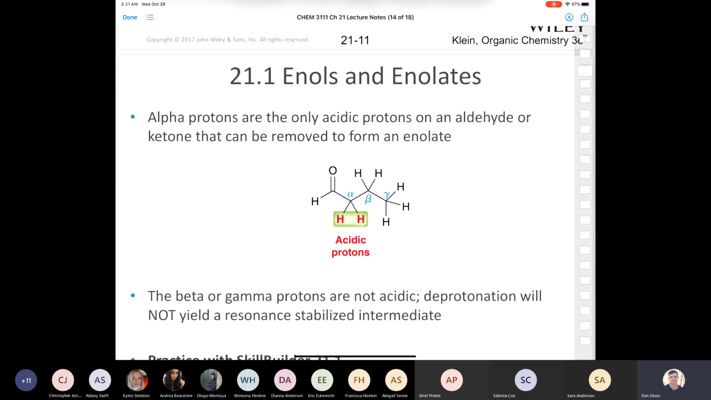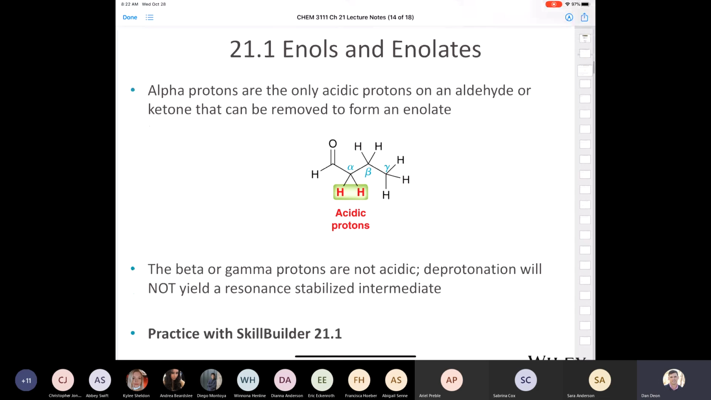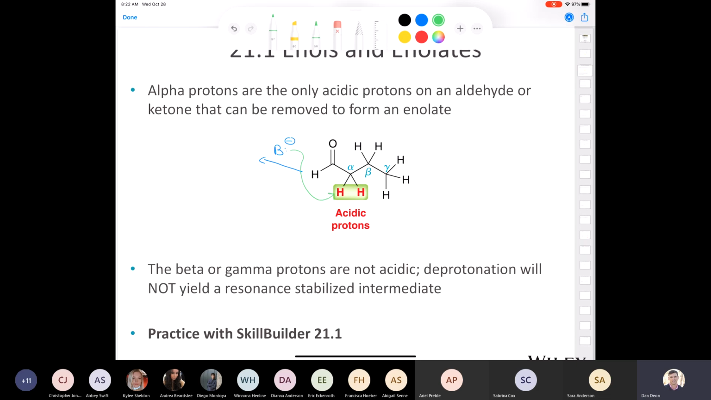Okay, so alpha protons are the only acidic protons on an aldehyde or a ketone that can be removed to form an enolate. Now, the reason we're not going to remove beta protons is because we wouldn't end up with a resonance stabilized intermediate. If I pull off, let me just draw an arrow like this. If I take a strong base, and we're going to look at this several times, let me pick the green pen here for a second. If I use a strong base and I deprotonate like this, let me spruce up that arrow.